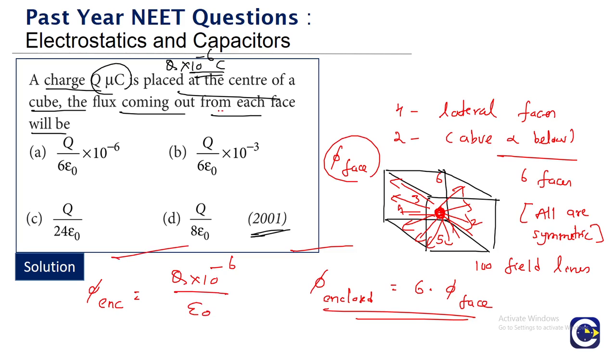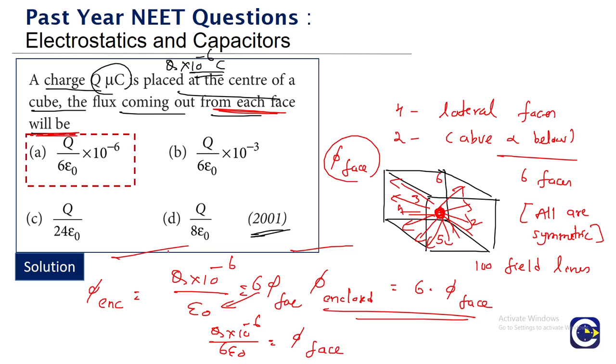But here they are asking what is the flux coming out of each phase. This is 6 times the flux through each phase, right? So we have to bring the 6 this side. So what is it? Q into 10 power minus 6 by 6 epsilon naught. That is the flux through each phase, which is our option A.